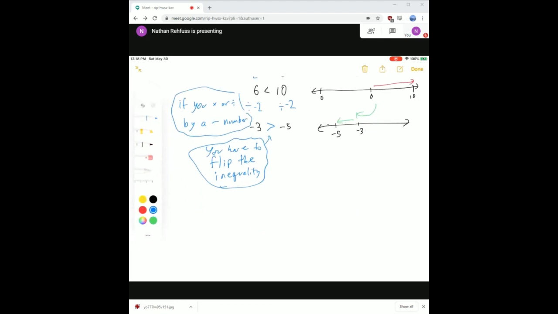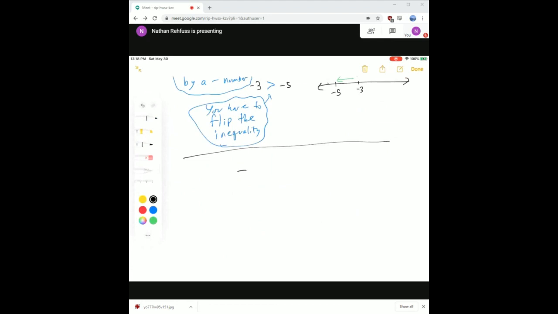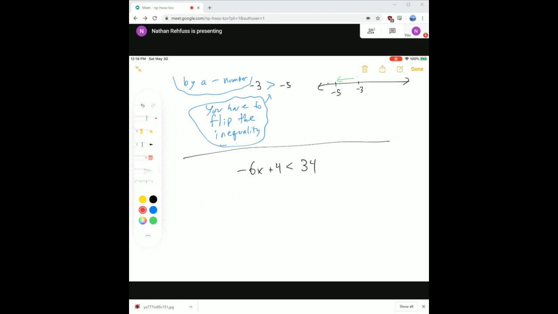So let's see another example where this comes up. Let's say I was told that negative 6x plus 4 is less than 34. And I want to know what values of x can I plug in to make this expression strictly smaller than 34? To find out, I could subtract 4 from each side. So that doesn't change anything. I'm moving the whole number line to the left. Now negative 6x has to be less than 30.